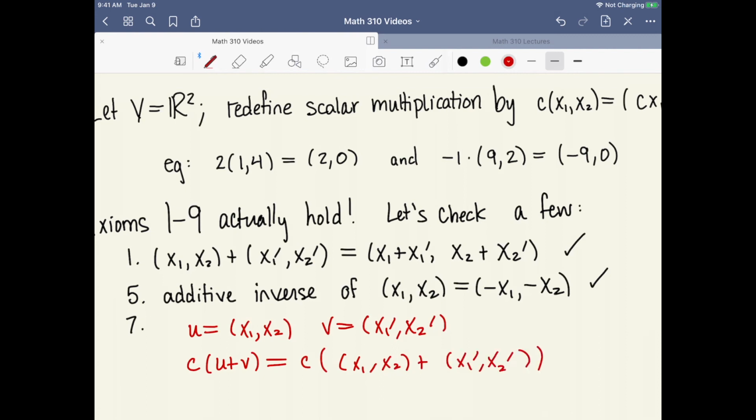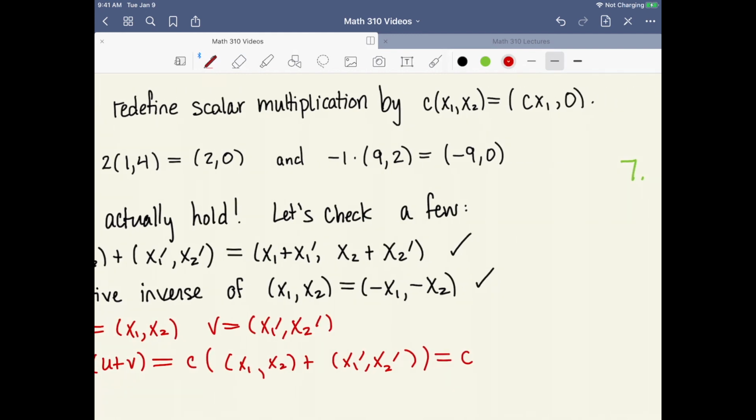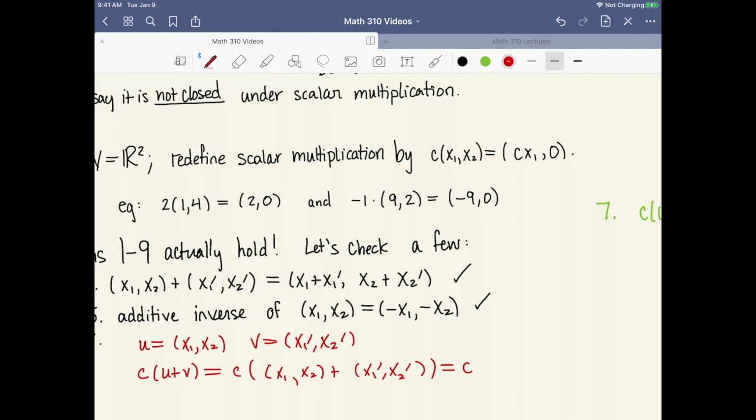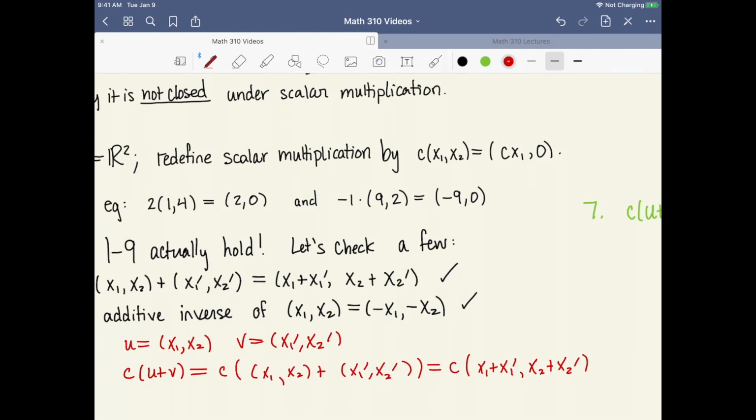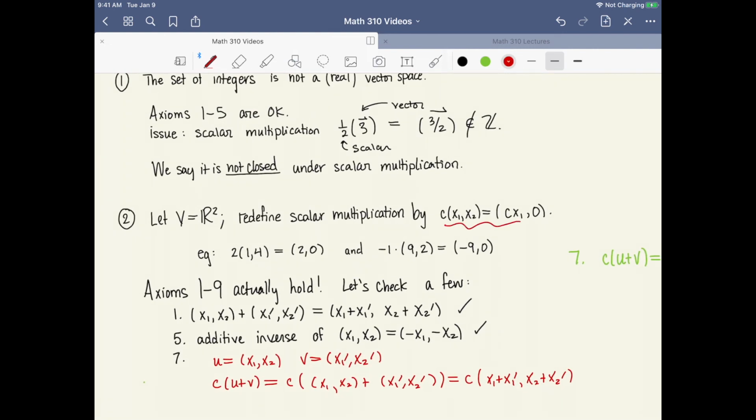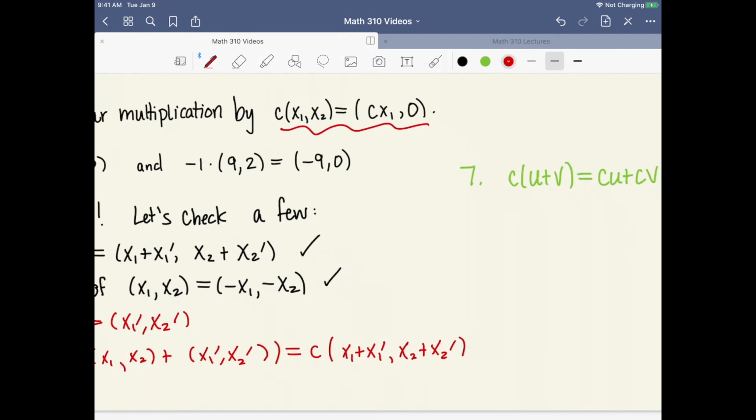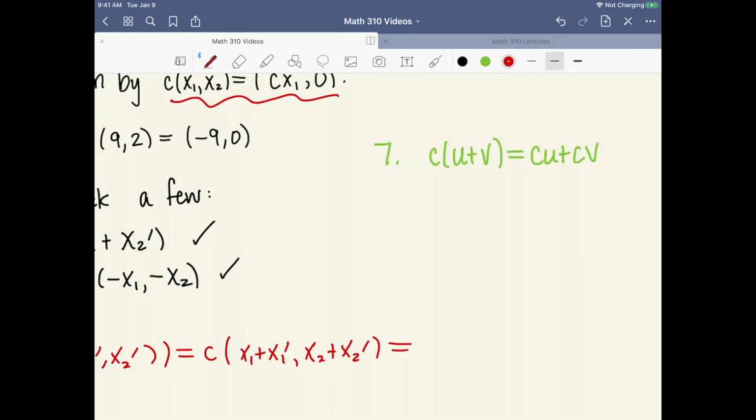And we should follow the order of operations carefully and work from the inside out with these parentheses. So that means we're going to be adding component-wise, because that's how vector addition works in the vector space, or rather non-vector space, that we're considering. And so we add together the x1s, and we add together the x2s. And now it comes time to do scalar multiplication. But our rule for scalar multiplication is wonky. It's going to turn that second coordinate into a 0. So as we follow that rule, we see that this is going to be, in the first entry, c times x1 plus x1 prime, and in the second entry, just 0.